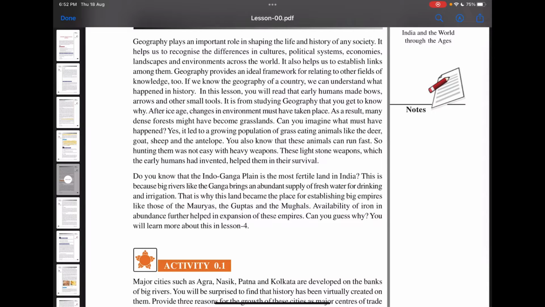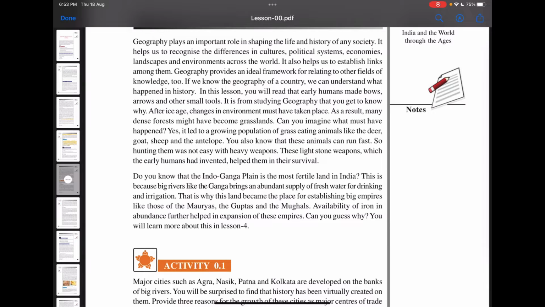In this lesson, you will read that early humans made bows, arrows, and other small tools. It is from studying geography that you get to know why. After the Ice Age, changes in environment must have taken place. As a result, many dense forests might have become grasslands.